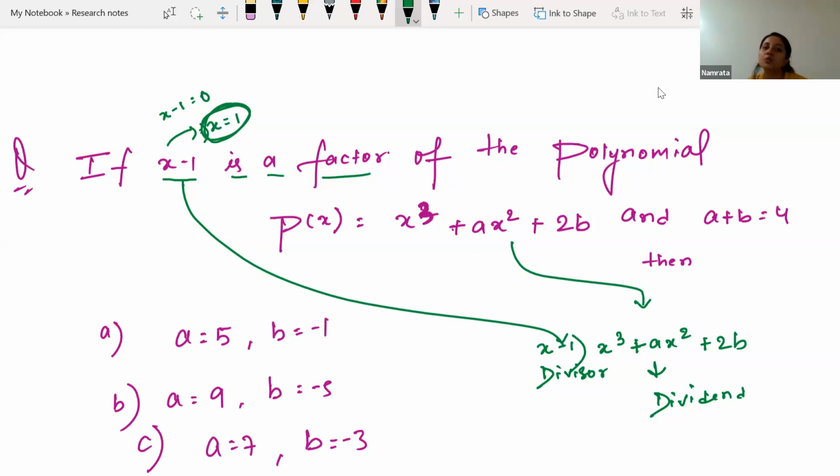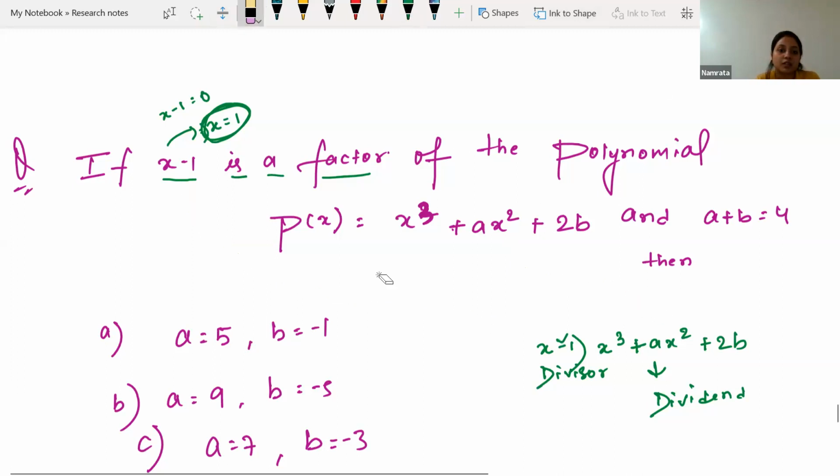The remainder theorem says that rather than doing this division, if you want to know the remainder, you can find the zero of the divisor. The zero of the divisor: x minus 1 is equal to 0, so x value equal to 1 is the zero of the divisor. Zero means such a value of x which will make the divisor 0. When we substitute x equal to 1, the divisor will become 0.